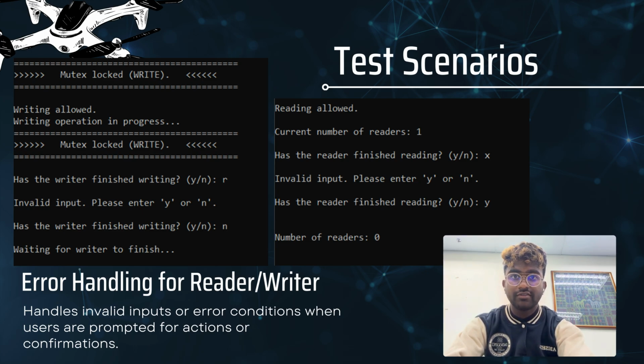Same goes for the confirmation prompt, whether the writer has finished writing or the reader has finished reading. They are only required to enter a lowercase y for yes or a lowercase n for no.